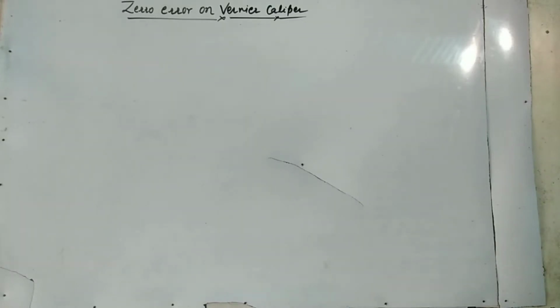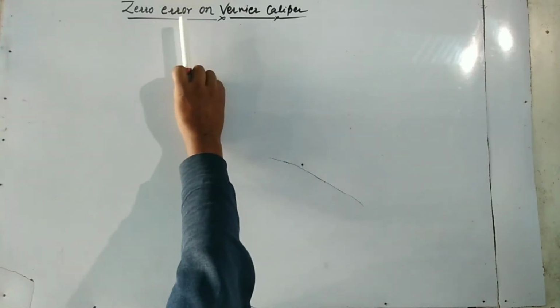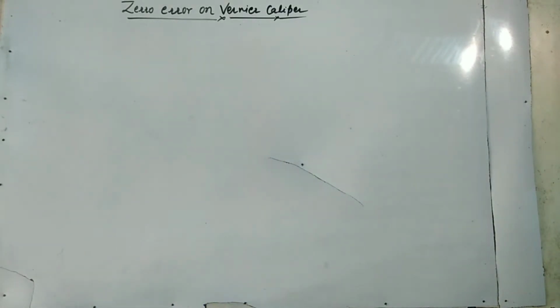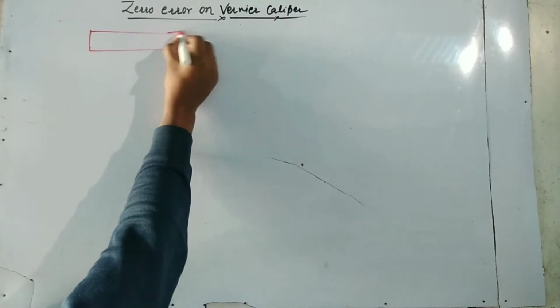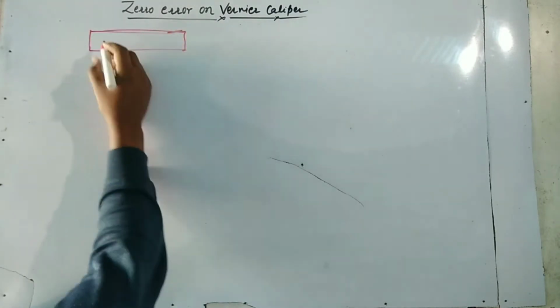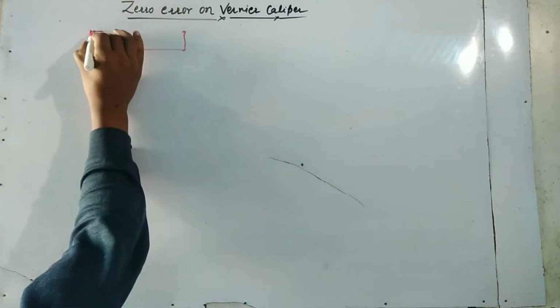Hello dear student, we are studying general science as well as physics and today's topic is zero error on vernier caliper. In the last video, we studied what a vernier caliper is, its uses and its measurement. So today's topic is: what is zero error on vernier caliper? This topic belongs to engineering also.